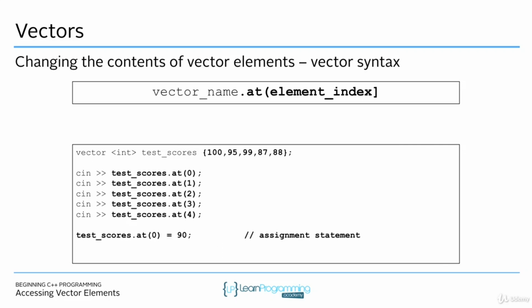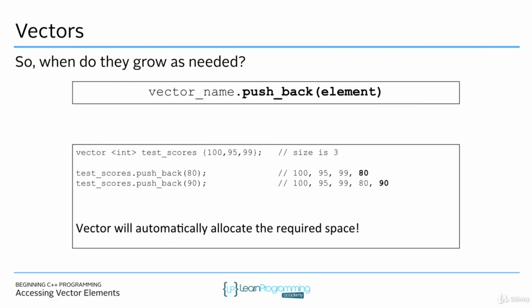You're probably thinking, okay, that's pretty easy. Vectors are just as easy to use as arrays, but when do they change in size dynamically? The vector has a method called push_back that adds a new element to the end of the vector. Remember, all vector elements must be of the same type, so the element you add must be of the same type as all the other vector elements.